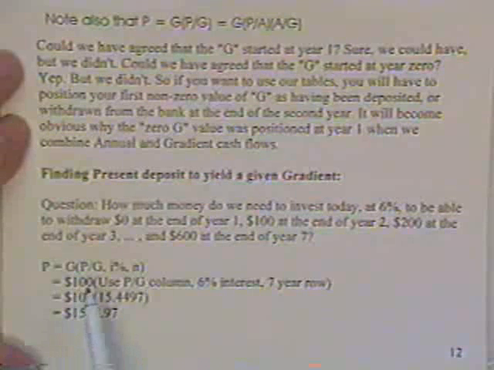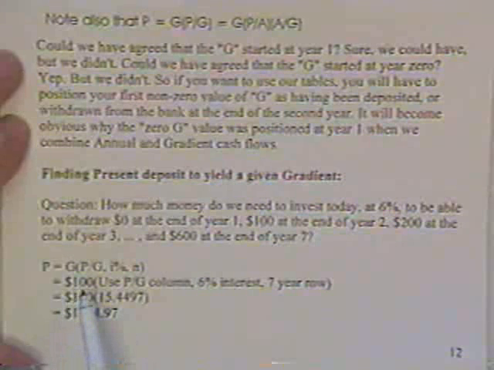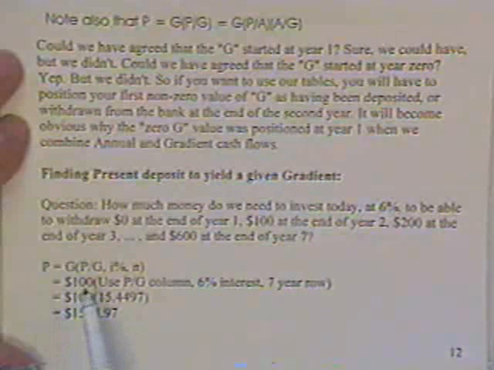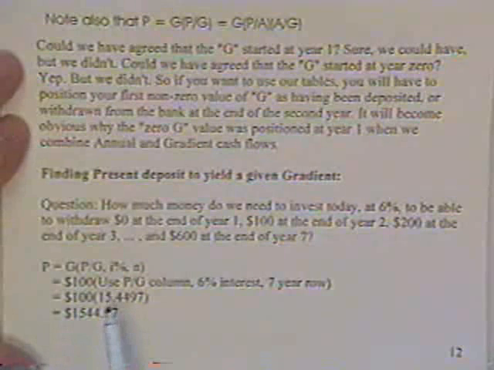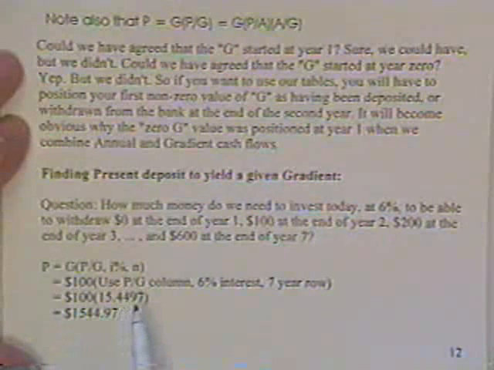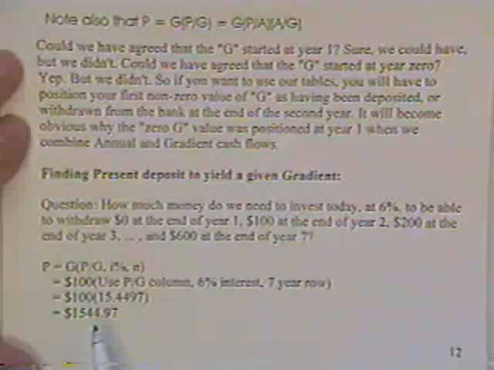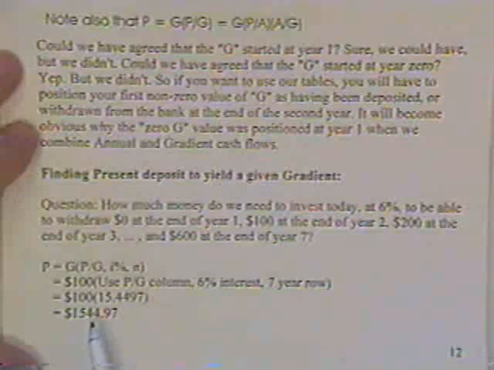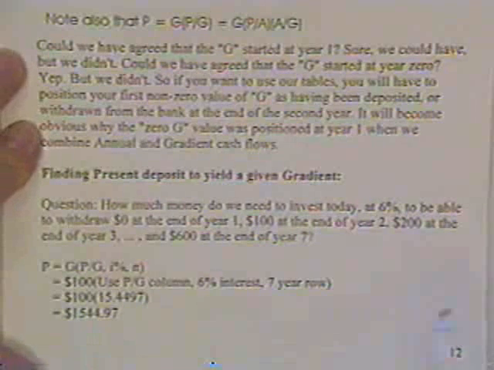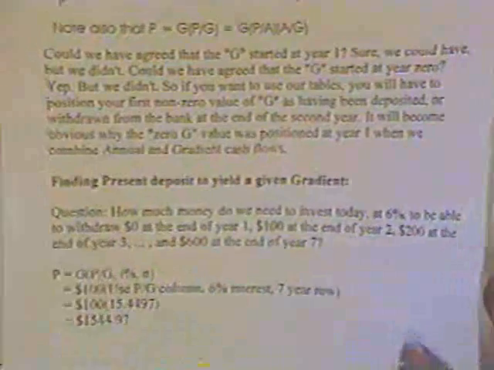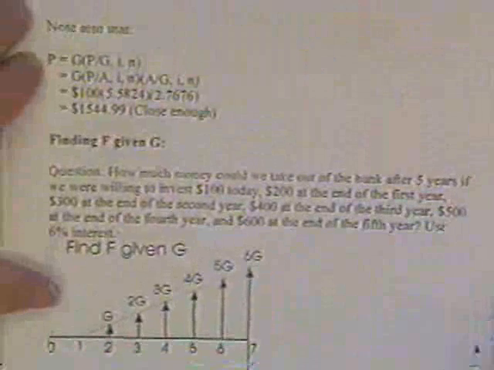0, 100, 200, 300, 400, 500, 600, 700. No, it goes to 600. And you'll find the factor in the tables is 15.4497, saying that you would have to invest $1,544 today in order to have that cash flow in gradient fashion.